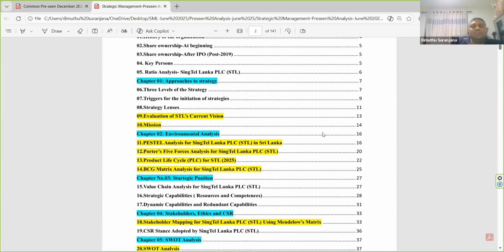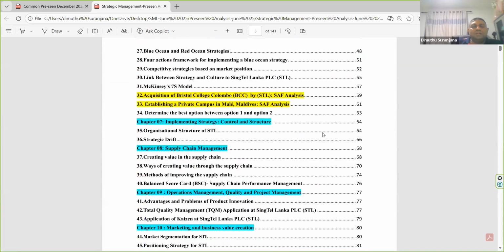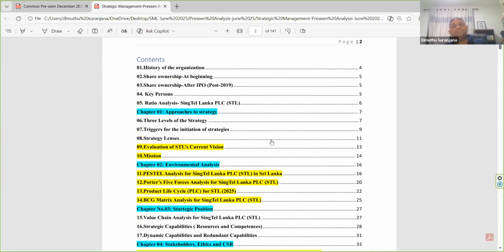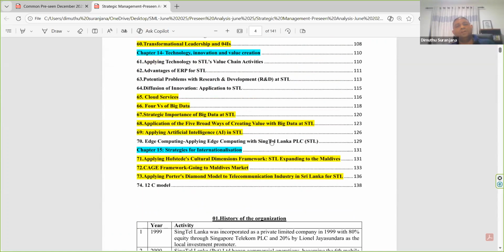What I have done is cover this chapter-wise. Chapter 1, 3, and so on. So 15 chapters have been covered. The key tools given in each chapter have been covered in my analysis. So this is the analysis that you want to do also.